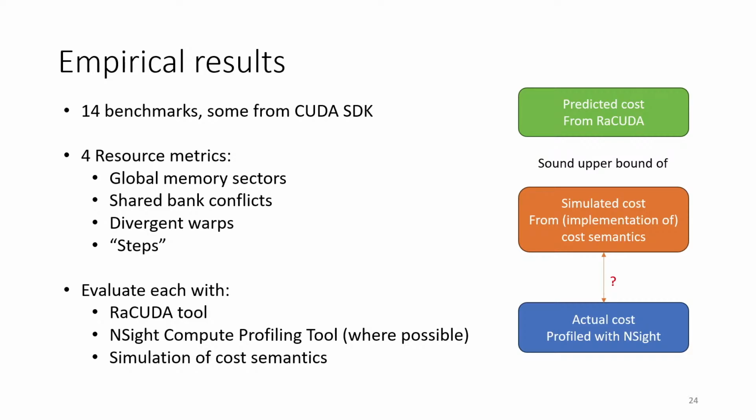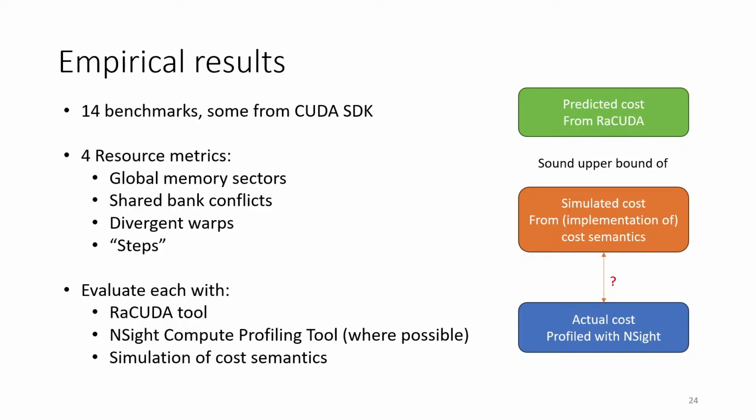We didn't prove anything about how tight a bound that is, so we'd like to empirically evaluate that. And we also don't have any relation between the prediction and the actual ground truth. So if, for example, our simulation is way off, it's possible that the prediction is not even a sound upper bound of the actual cost, although we'd hope that the simulation is close enough that this actually is a sound upper bound.